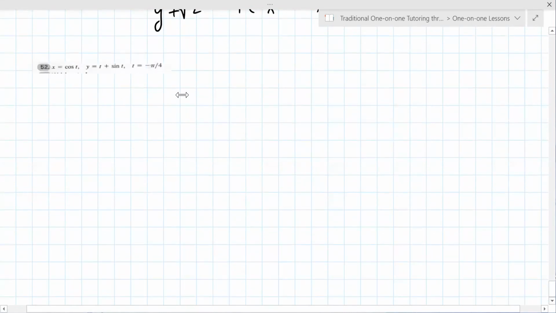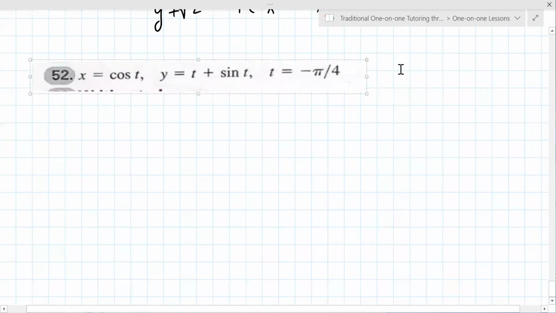So this one, it's another problem from the book. Ooh, that's not scaling well. Just another chance to put the value of t in. So x is cosine of minus pi over 4.